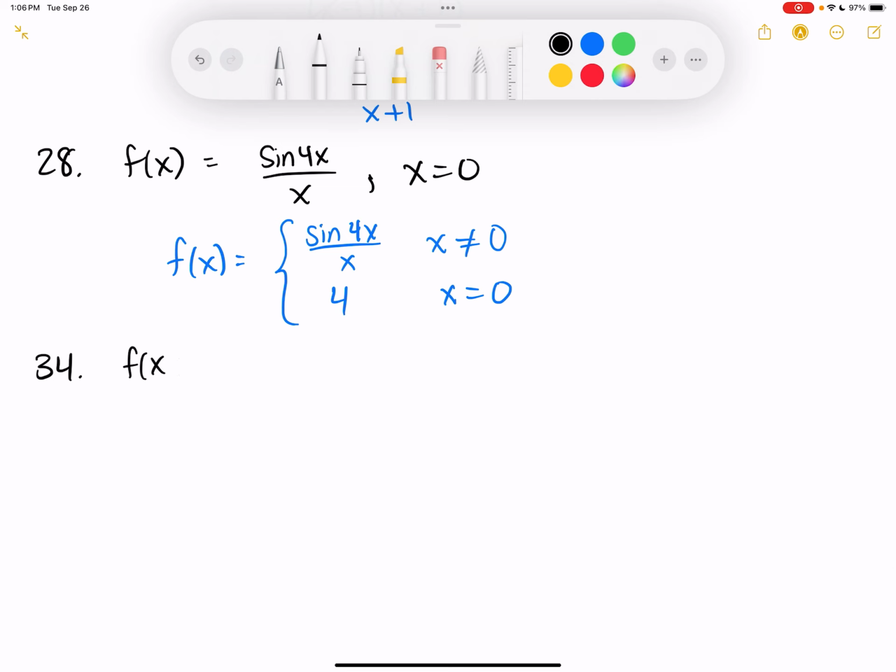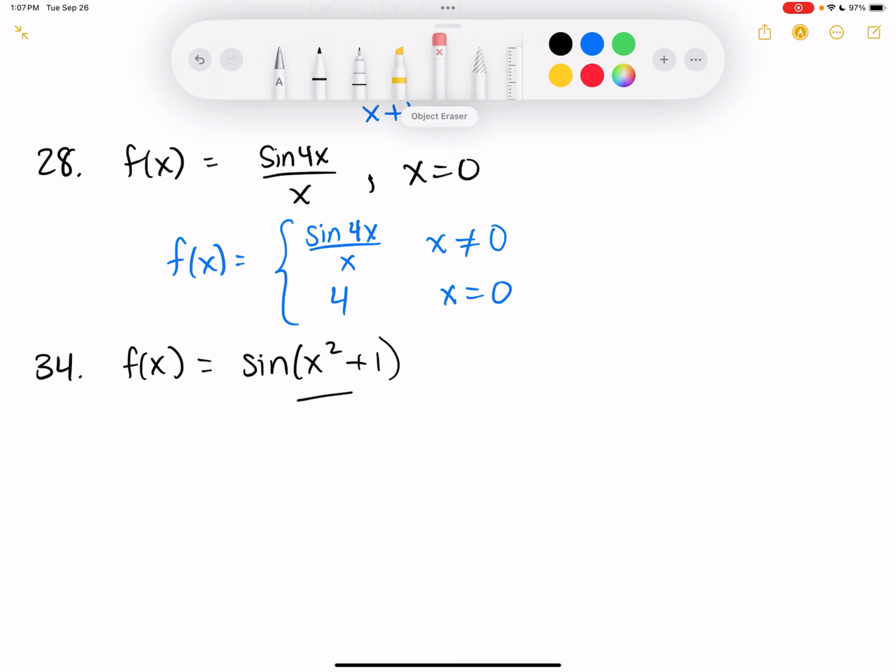Problem 34: f of x is equal to the sine of x squared plus 1. And basically, if y'all remember, it might have been in pre-calc, might even be all the way back to algebra 2, we were given this and we basically said what two functions make up this composite function. And so we were breaking it down. That's essentially what we're doing here. We're coming up with two functions that when you smush them together give me this.